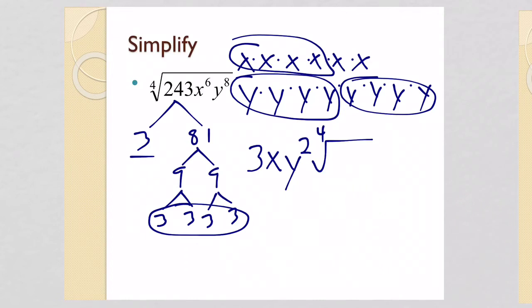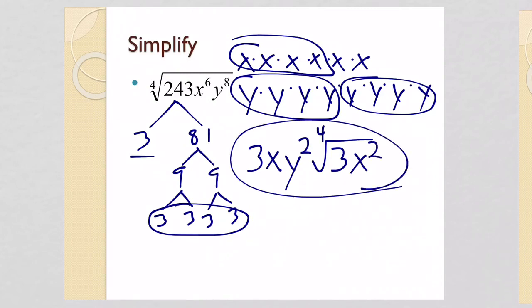And then I need to write down everything that did not have a partner. So I have the 3 here, and I have 2 x's here. So on the inside, I have 3 and then x squared, and that is my final answer.